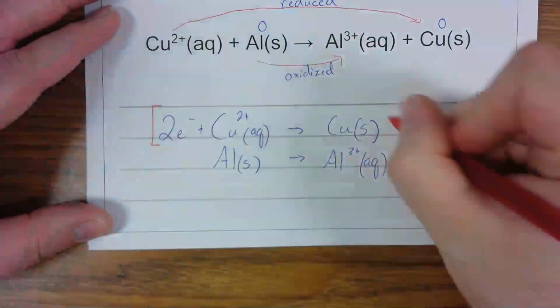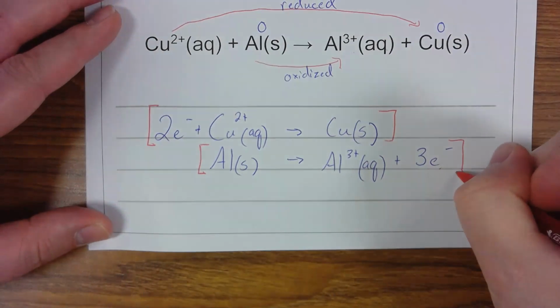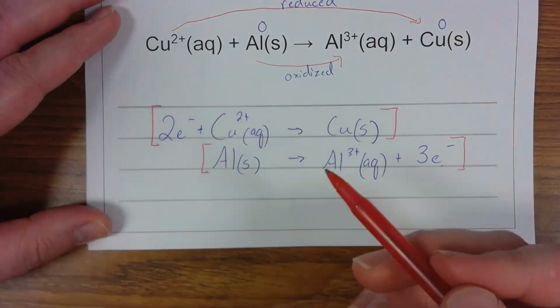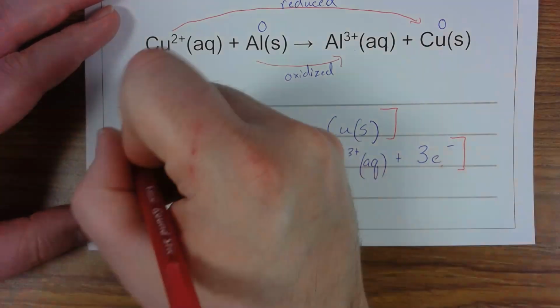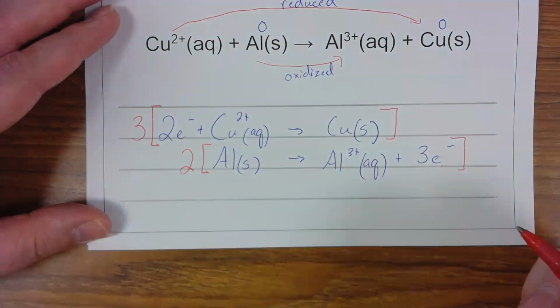I'm going to have to bring the number of electrons up to 6 in order to get these two to match, because I can't make a 2 into a 3, and I can't make a 3 into a 2. So least common multiple, 6. That means multiplying this equation by 3 and that equation by 2.